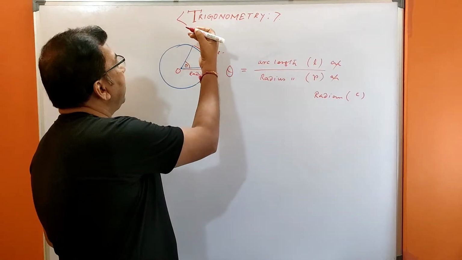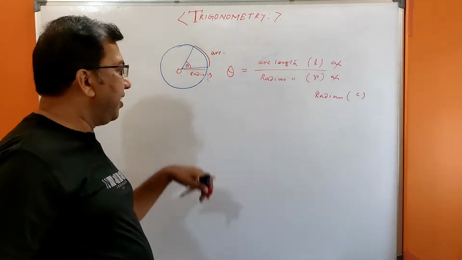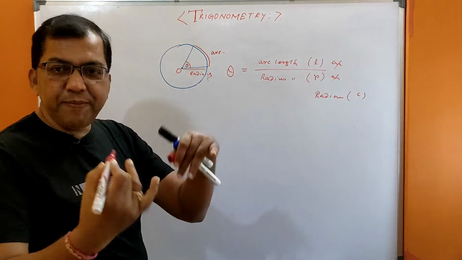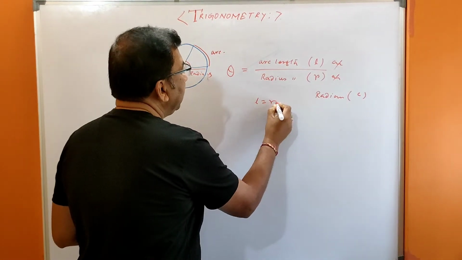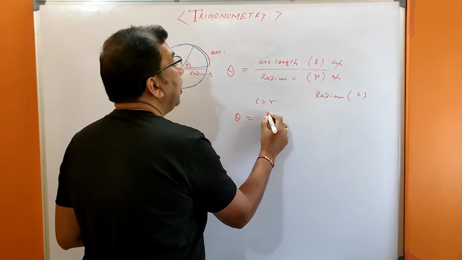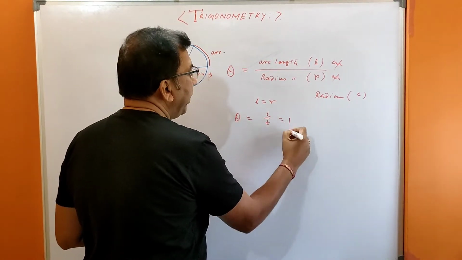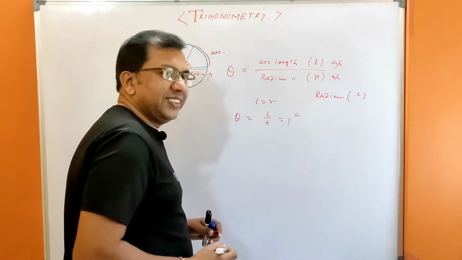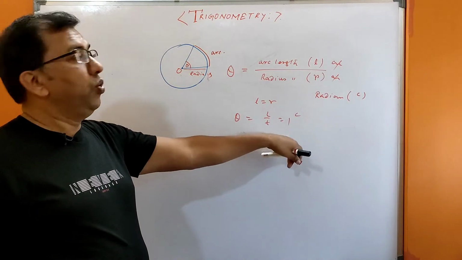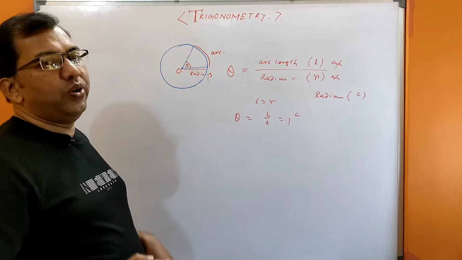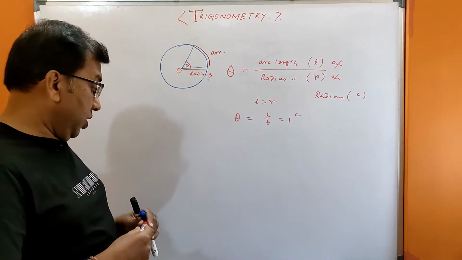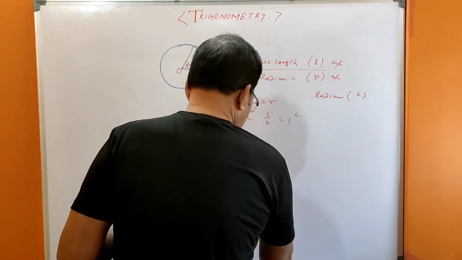If the length of the arc and the length of the radius are the same, that is L equals R. In that case, theta equals L by R, which equals 1, that is 1 radian. This is known as 1 radian. When the arc length and radius are the same, that is 1 radian. Clear?